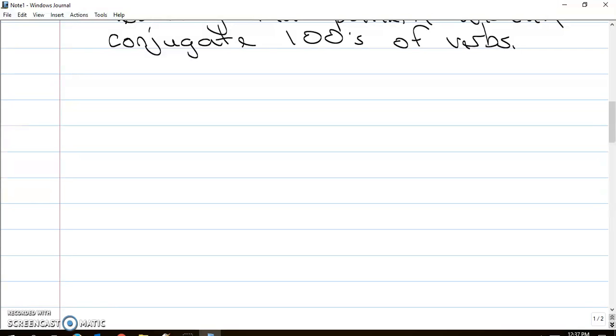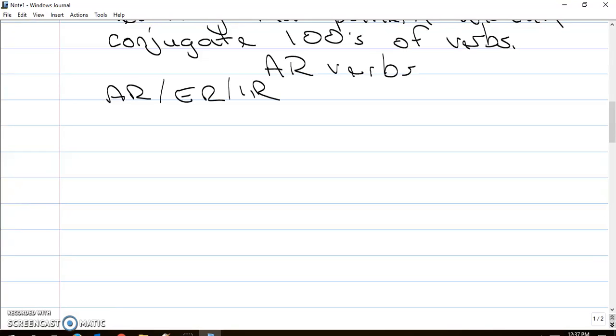We are going to talk about today AR verbs. There are three types of verbs in Spanish. There's AR verbs, ER verbs, and IR verbs. We're starting simply with AR verbs today. They're called AR verbs because all of these will end in AR. ER verbs, all of them end in ER. IR verbs, all of them end in IR. The second number for our code for today's video is a 3.